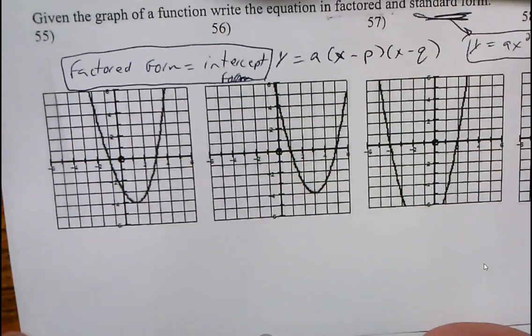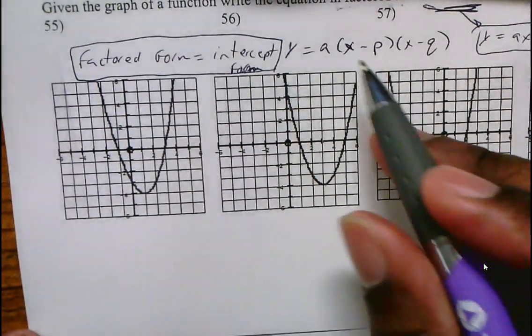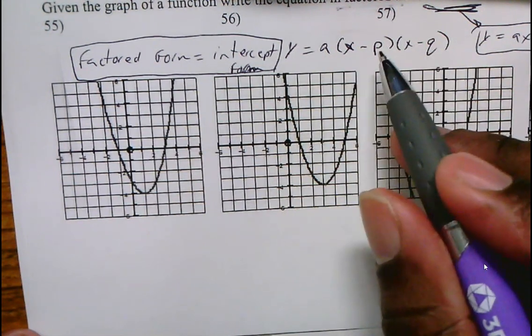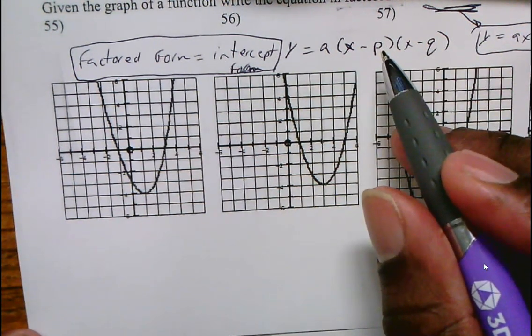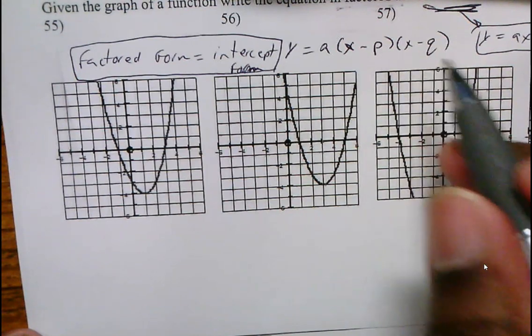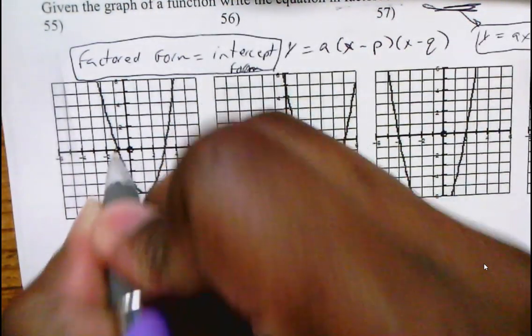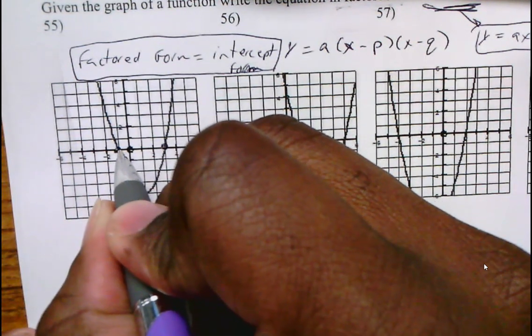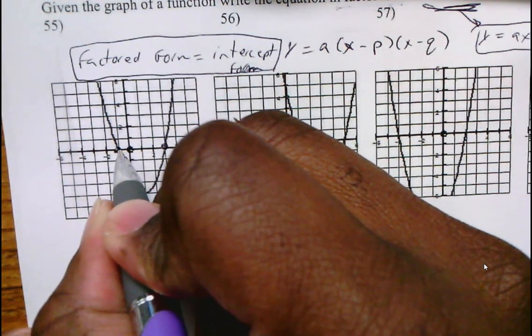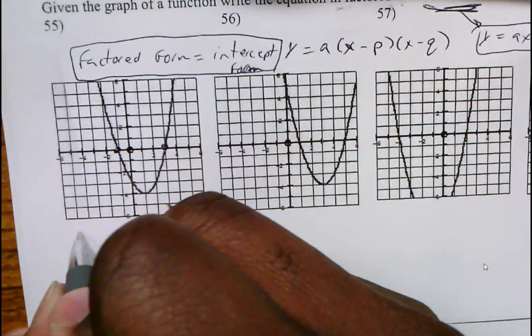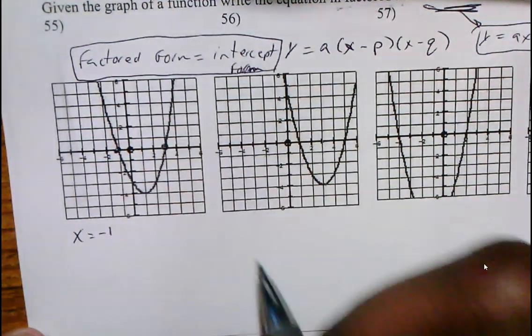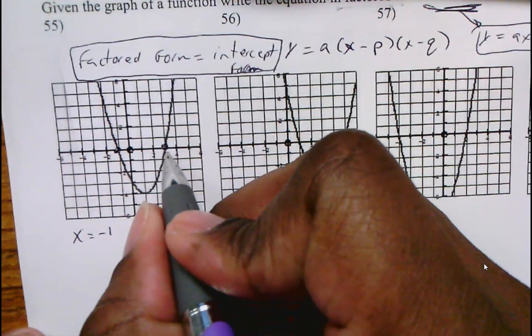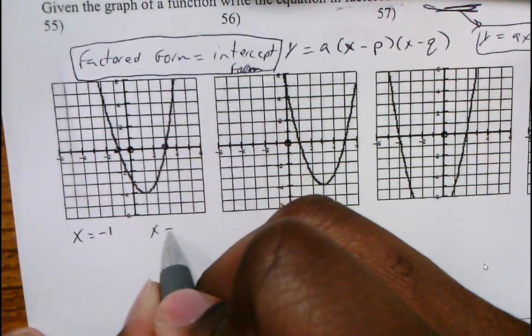So looking at this graph, I need to find the a value and the p and q values. P and q are the intercepts. So this is p, and this would be q. The first x value here is -1. Instead of writing p, I'm just calling it x equals -1. And the other x value is 3, so x equals 3.